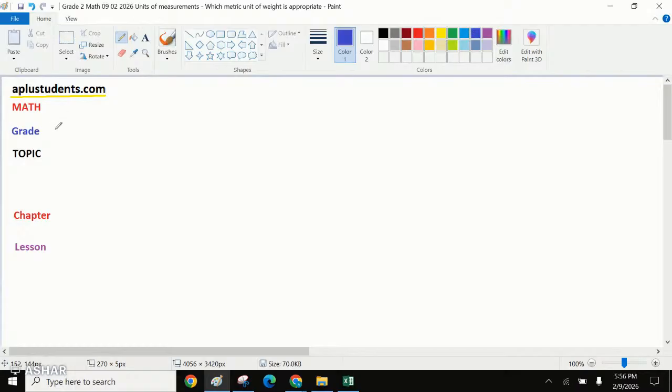This is a grade 2 maths lesson, and the name of the topic is units of measurements. We have done the lengths previously. Today we would look at the weights. Okay, so I'll give you the chapter number and the lesson number. The chapter number is 19 and the lesson number is 7.